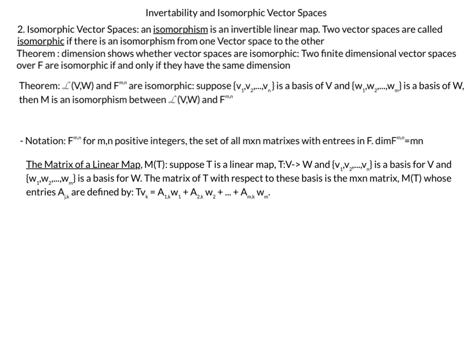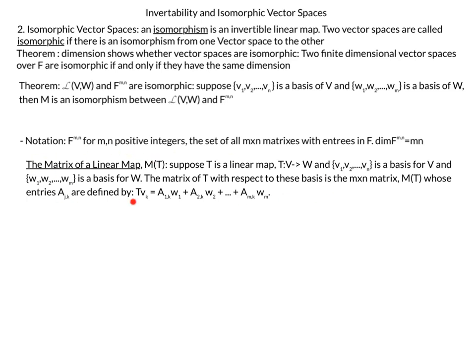Before I give you an explanation of this, I do need to give you a couple of notation notes. So recall that F of mn for positive integers m and n represents the set of all m by n matrices with entries in the field, or complex or real numbers. And the dimension of F of mn is equal to m times n.